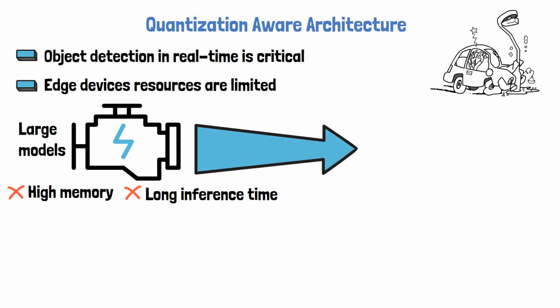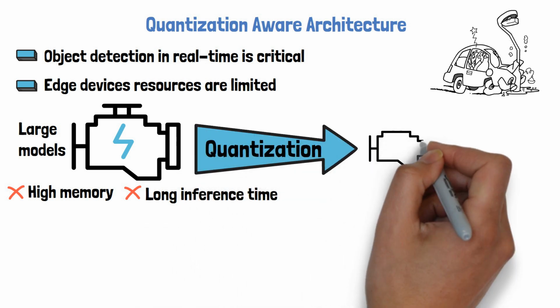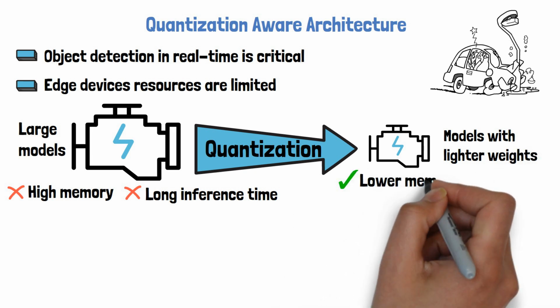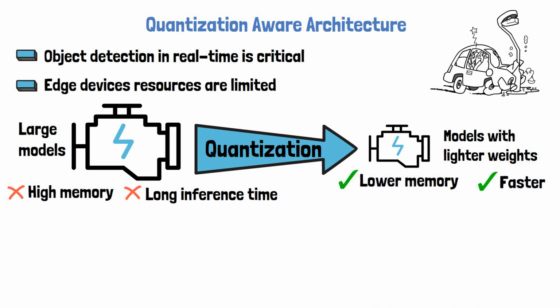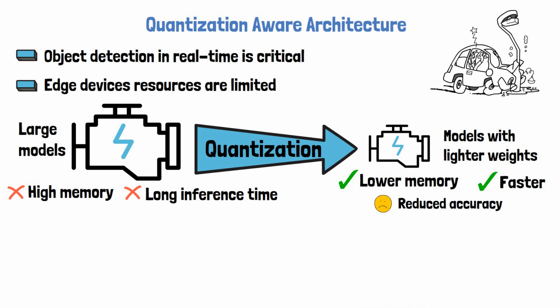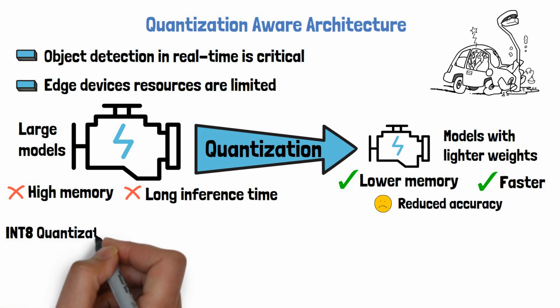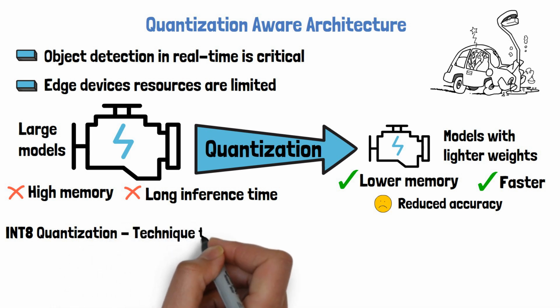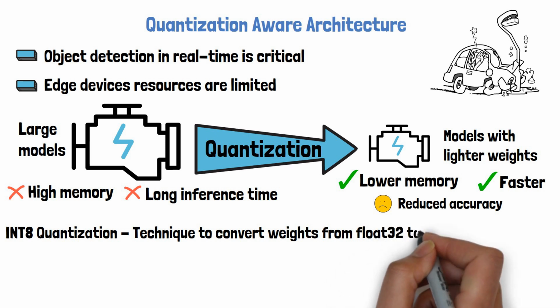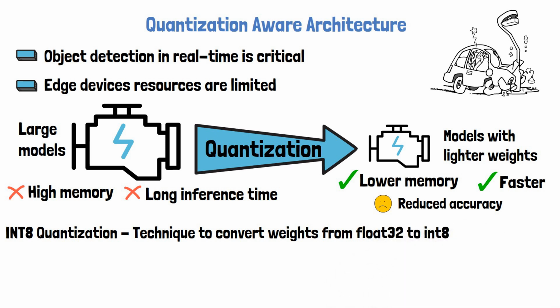Quantization in machine learning usually refers to the process of reducing the precision of model weights so they will consume less memory and run faster. This, however, many times comes with a decrease in the model accuracy. The quantization technique used in YOLO NAS is called int8 quantization, which is a way of converting the model weights from float32 to int8, so each weight is 1 byte in memory instead of 4.